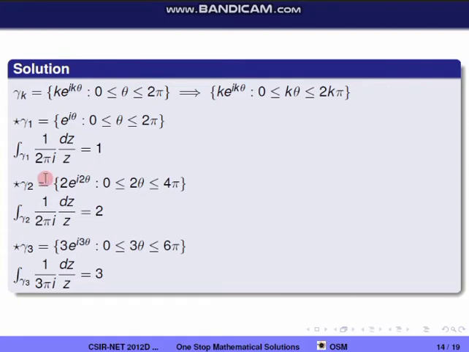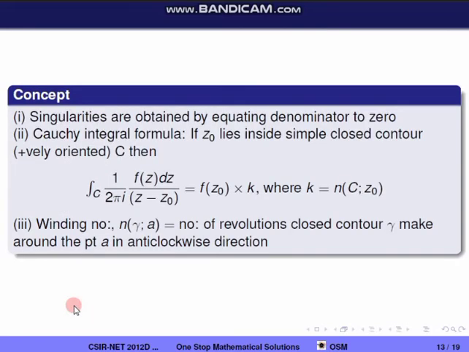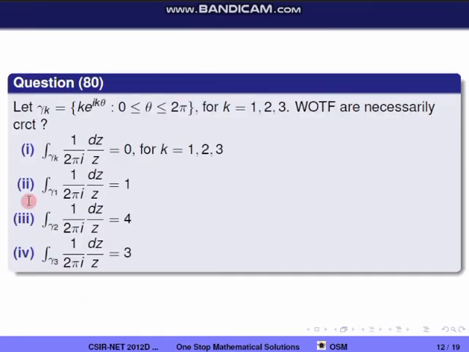equal to 1. Gamma 2 is equal to 2 e raised to i 2 theta such that 0 less than or equal to 2 theta less than or equal to 4 pi, and integral over gamma 2 1 by 2 pi i dz by z is equal to number of revolutions, and here there are 2 revolutions, so this is equal to 2. Similarly, we'll get integral over gamma 3 1 by 2 pi i dz by z is equal to 3. So now we'll check the correct options. So the correct options are 2 and 4.